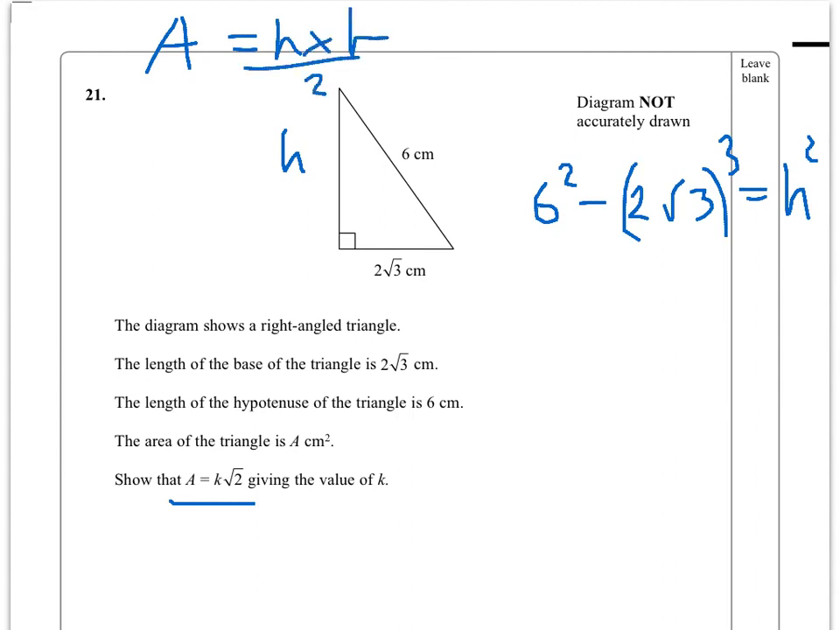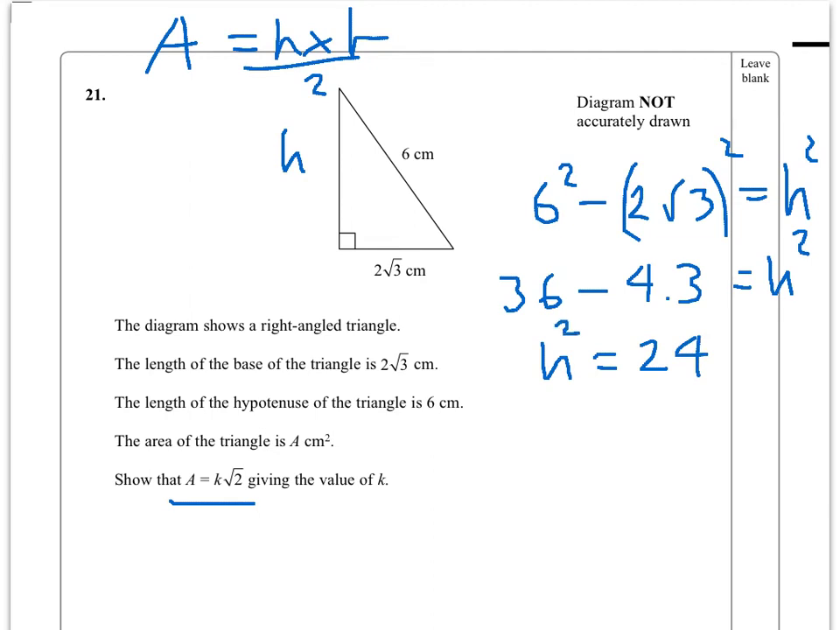So we'll carry on with calculating the value of the height, and we'll just correct the power there, which should be squared. So that's 36, and if I put the square on here, the 2 squared is 4, and square root 3 squared is 3. So we've got 36 minus 4 times 3 equals h squared. So h squared will equal 36 take 12, which is 24. So h will equal the square root of 24.